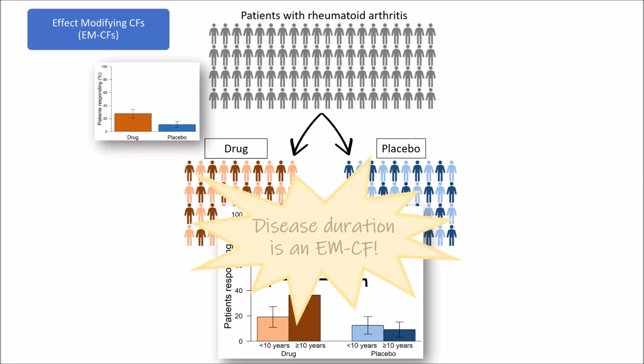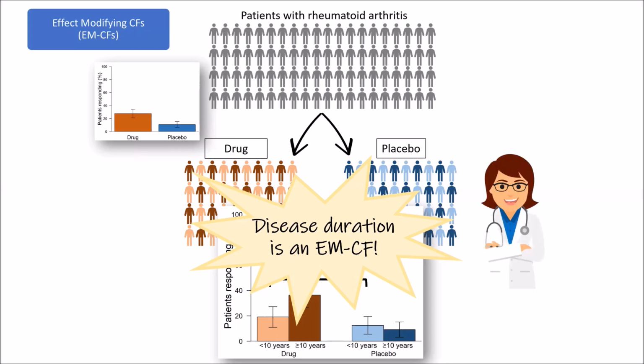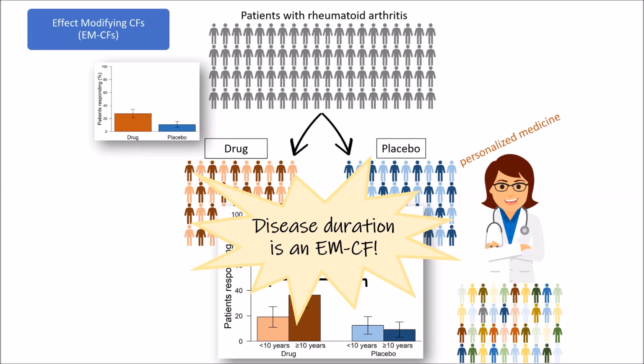In this example, the treatment effect depends on the patient's disease duration. So disease duration is therefore an effect-modifying contextual factor. This finding needs to be tested in more studies, but in general, effect-modifying contextual factors can reveal for whom a treatment is effective, which is important knowledge for clinical practice. If doctors tailor the treatments to the individual patients based on their characteristics, it's called personalized medicine.